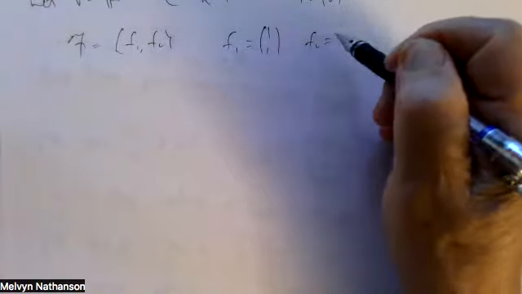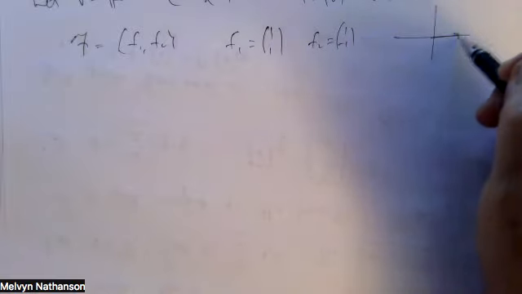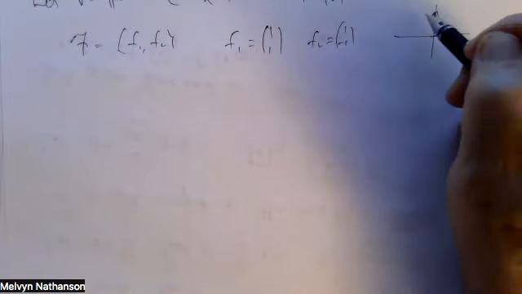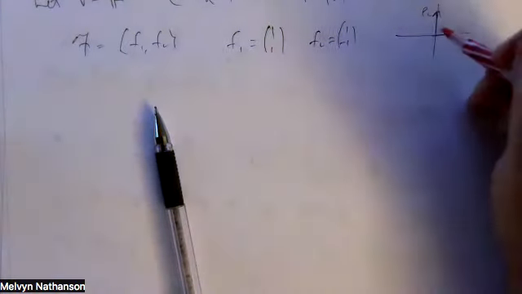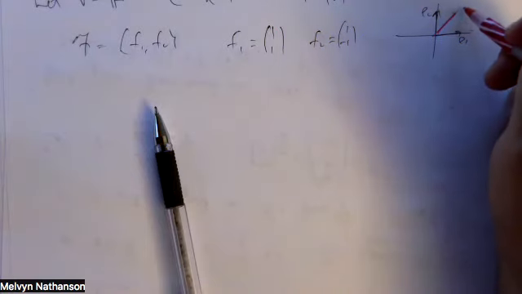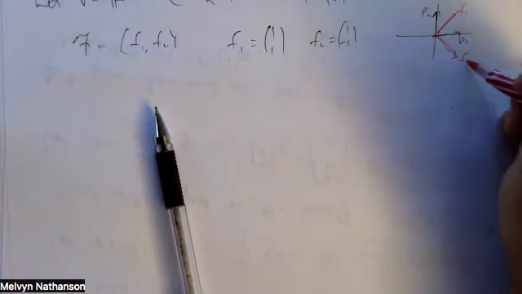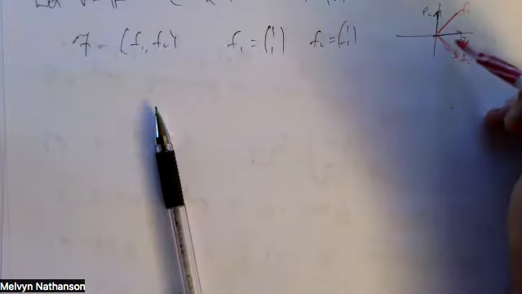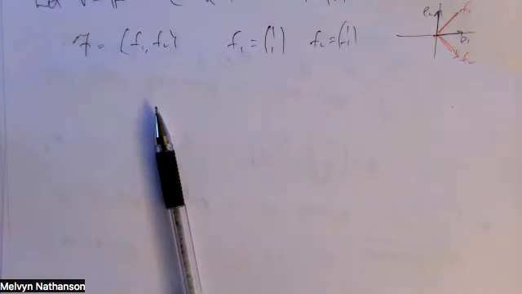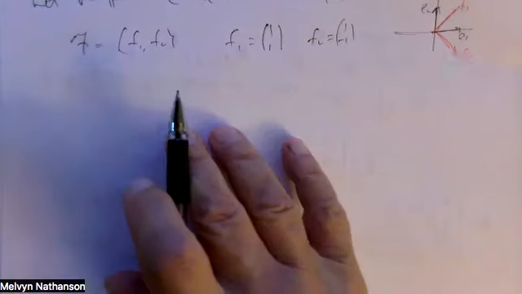But another basis consists of the vectors F1, F2, where F1 is the vector (1, 1), and F2 is the vector (1, -1). So in R2, this is E1 and this is E2, (1, 0) and (0, 1). (1, 1) is that vector, that's F1. And (1, -1) is this vector. This is F2. So this is F1 and F2. This is E1 and E2, if you want to make this very concrete.